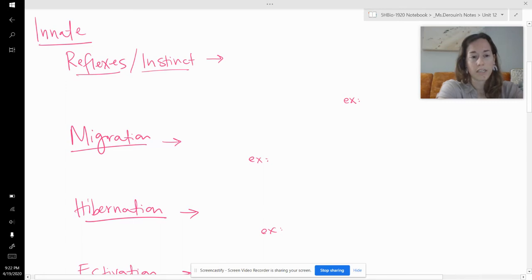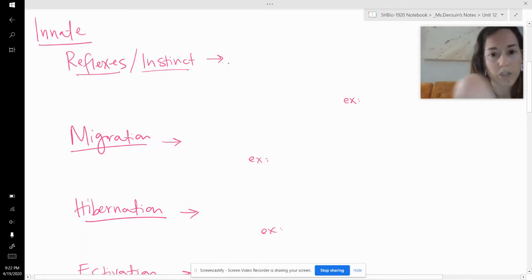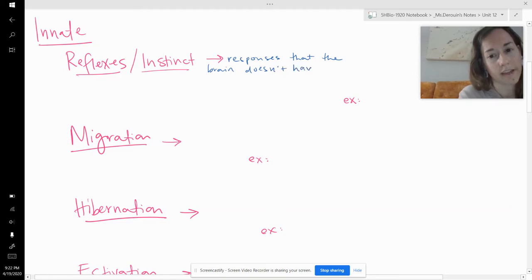The first one is just an instinct or a reflex, and these are responses that the brain doesn't have to think about.